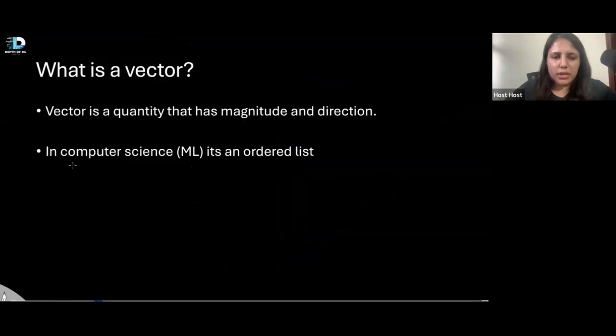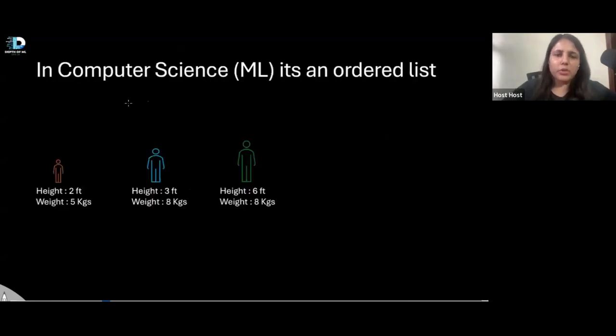Also, in computer science, when we talk about vectors, they are also ordered. We also visualize them, or we also assume them to be an ordered list. What I mean by an ordered list: suppose that I am trying to make vectors for these three people. Okay. And there are two values that I want to denote. So this is height. This can be my coordinate axis 1, and this is my coordinate axis 2.